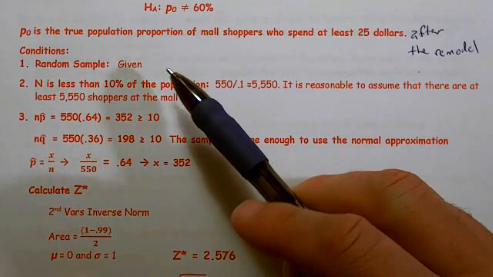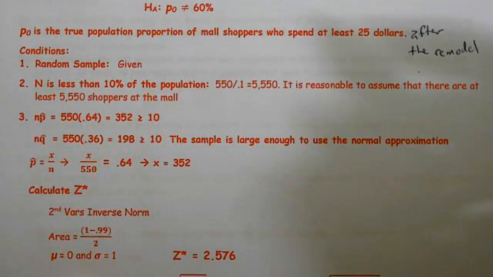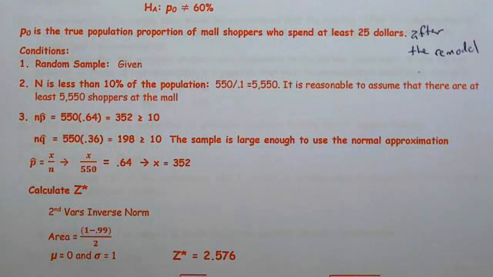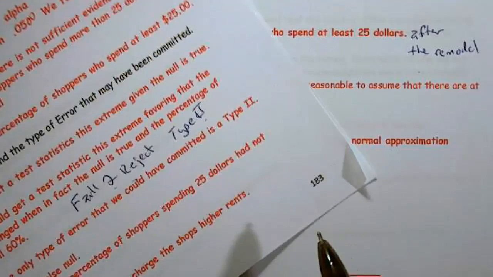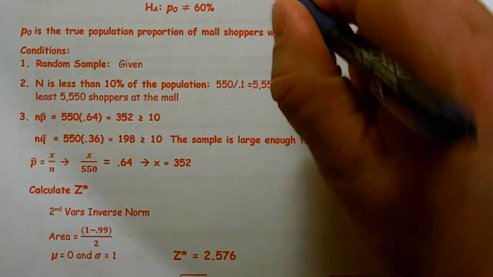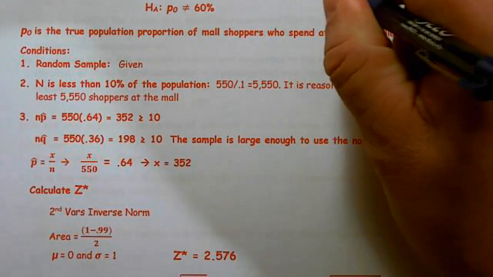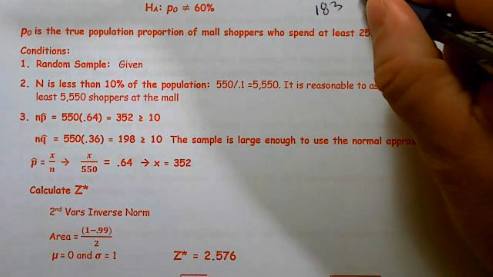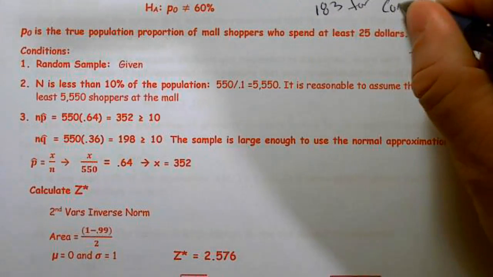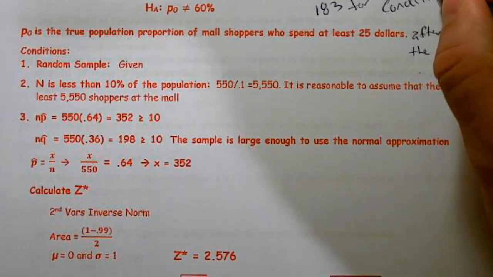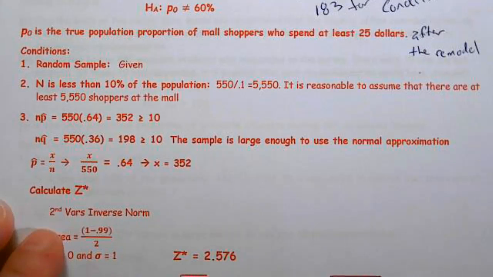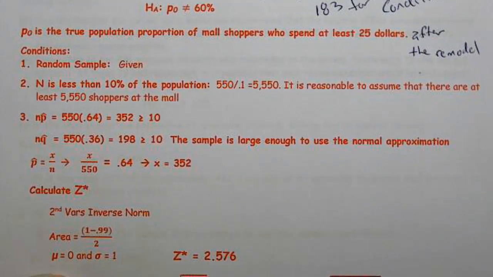Conditions: they told us previously it was a random sample, and we can go back and look on page 183, where we previously did all this work. So page 183 for conditions. That'll speed this up a little bit. All right, so we have everything except we need to write down our formula.